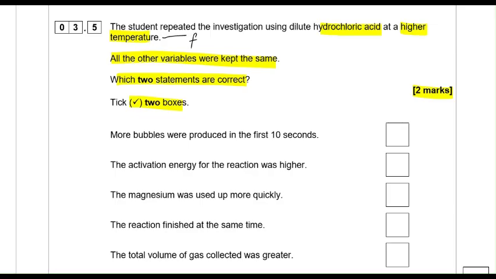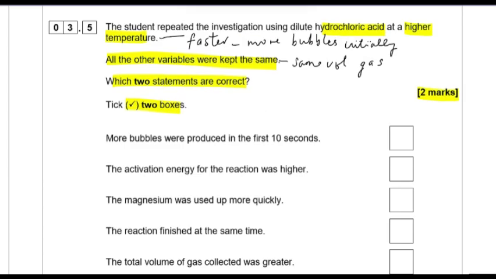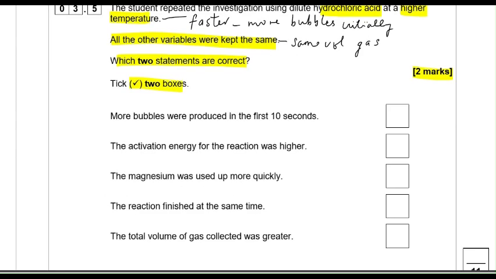the collisions, so the reaction's going to go faster, so we're going to get more bubbles initially. Because we're keeping all variables the same, even though the reaction is going faster, we should still get the same amount of gas. So there should be no decrease or increase in the amount of gas collected. So let's look at the choices. More bubbles were produced in the first 10 seconds.